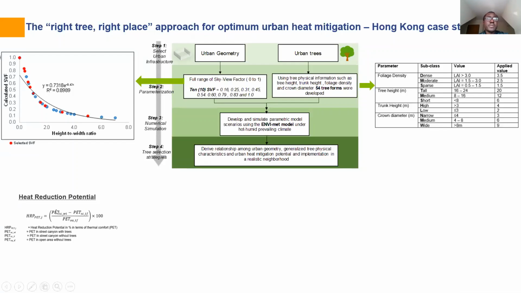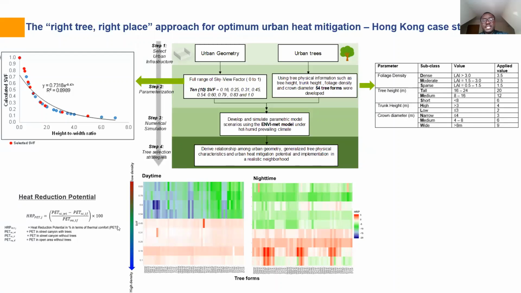PET is an objective thermal comfort index. So, for example, when we are outside, depending on the value, we can know your level of thermal comfort in the urban environment. Based on the difference between when you have a tree and when you don't have a tree, normalized by the reference environment, we are able to determine the heat reduction potential of each tree. This chart here shows the density. The lower the number, the denser the urban environment. And these are the 54 tree forms. What is important here is the variation of the heat reduction potential of each of these trees.